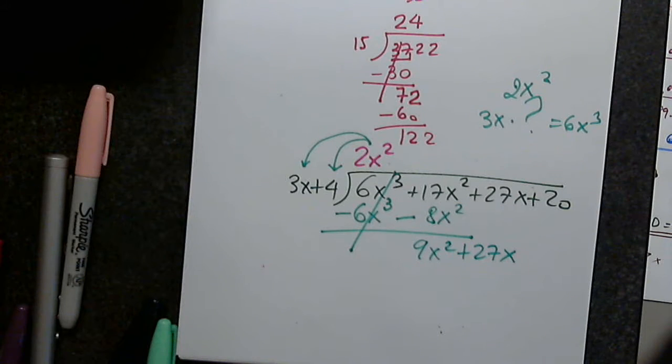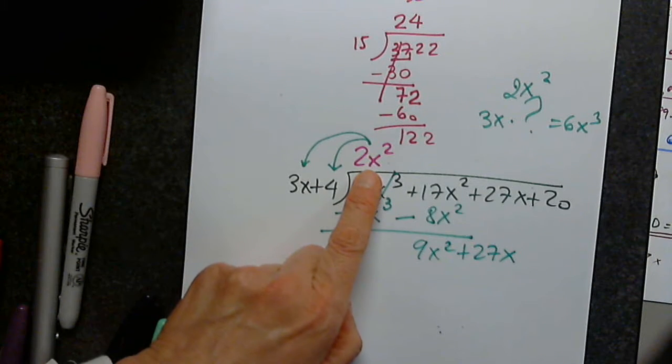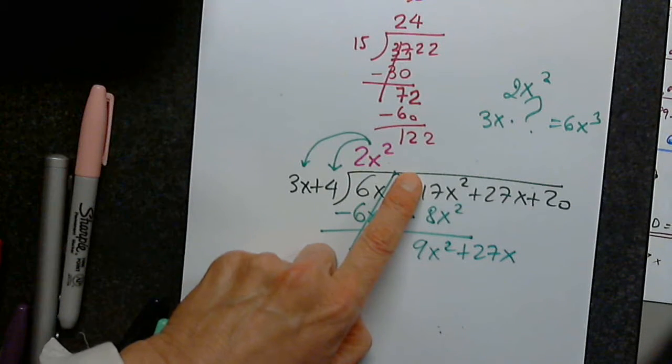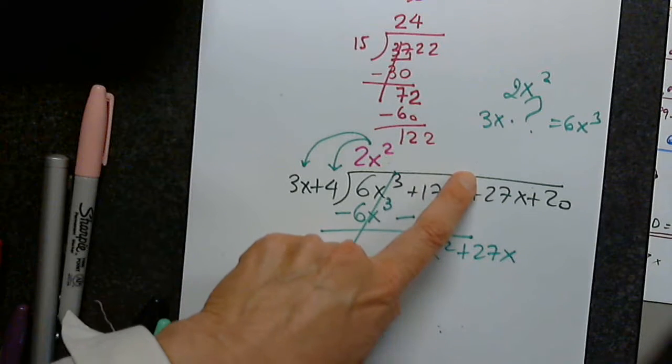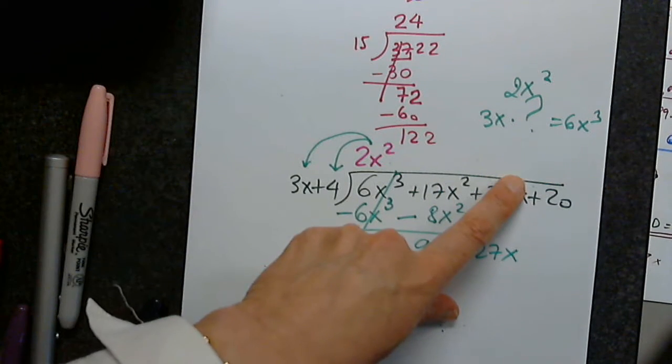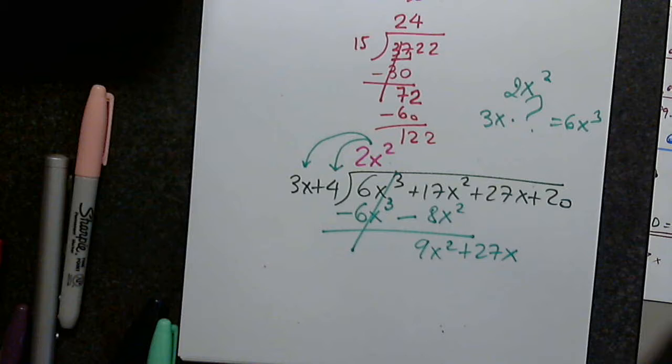My next question is now 3x times what is 9x squared? If this is degree 2, the next one has to be 1 lower. And the next one has to be 1 lower. And the next one has to be 1 lower. So don't forget that. Good.